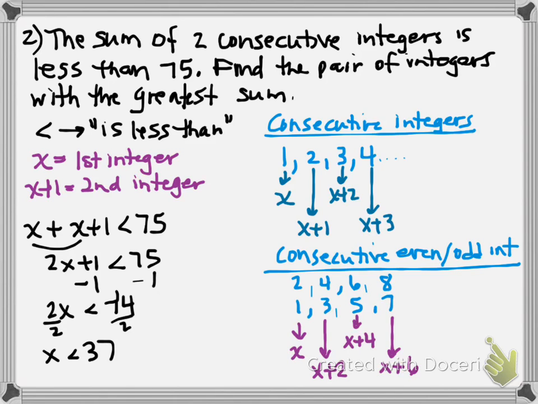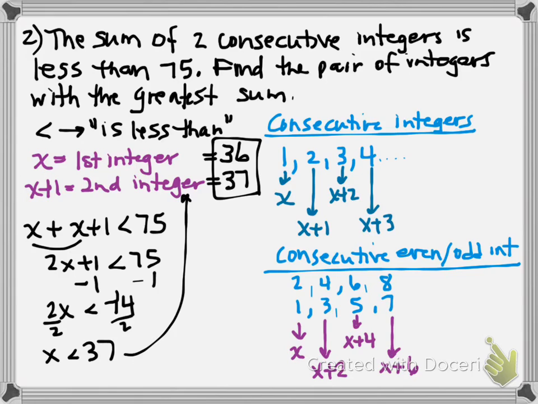All right. Now we have to think logically about what they ask us to solve. It said find the pair of integers with the greatest sum. So to find the 2 that have the greatest sum, I should be looking for the 2 greatest integers that meet this condition. So my number has to be less than 37. What integer is less than 37? So I'm going to write my answers here. My smallest one would be 36. If he's 36, what would the second one be? 1 more, or 37. And that's how I get my 2 answers.